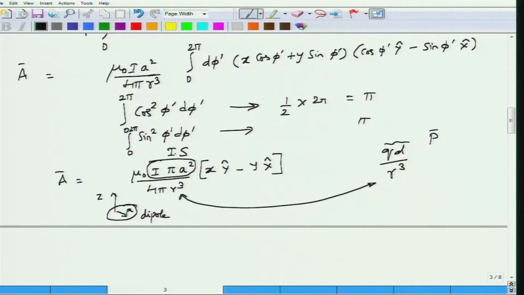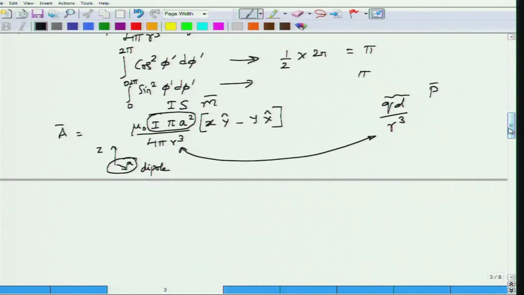So if I identify this as the moment, similarly the dipole moment p, which I identified as q into d, if I identify this as the magnetic moment, then the field expressions are very similar, at least with respect to the 1 by r cube term, they are looking very similar to each other.